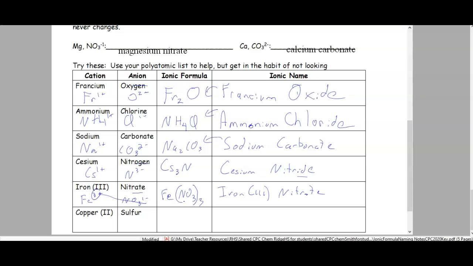Last but not least, copper 2 sulfide. So copper 2 stays the same, copper 2. And then sulfur becomes sulfide. All right, copper 2 sulfide. Copper 2 is a copper 2 plus. Sulfur is a 2 minus. Now you can crisscross this, Cu2S2, and then you can reduce those 2's into 1s, and the 1s get dropped. So CuS.